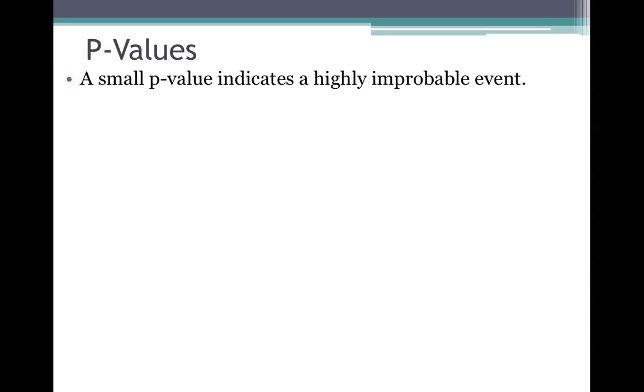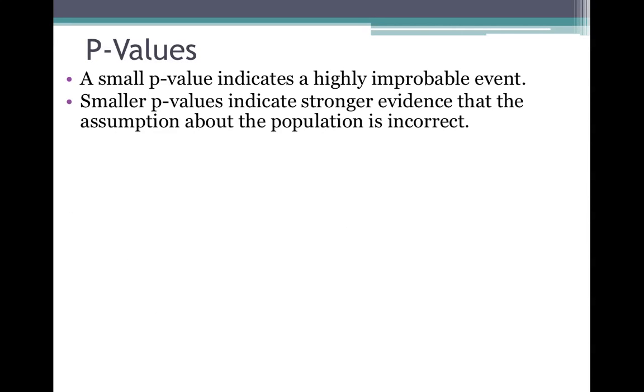A small p-value indicates a highly improbable event. Smaller p-values indicate stronger evidence that the assumption about the population is incorrect. So, if we're trying to prove something in a hypothesis test, our goal is to arrive at a small p-value.